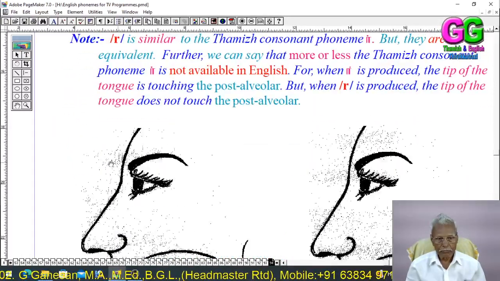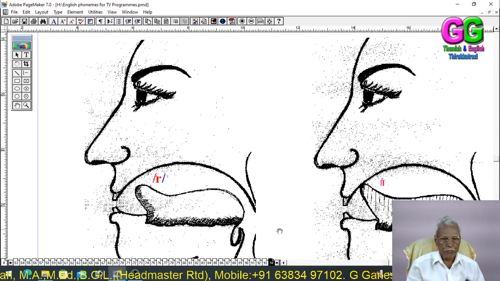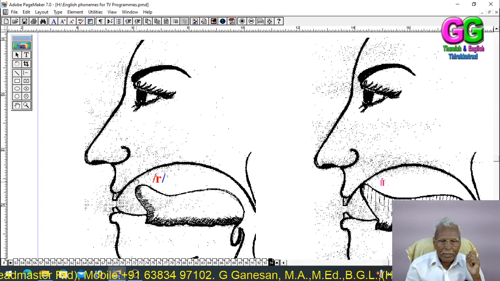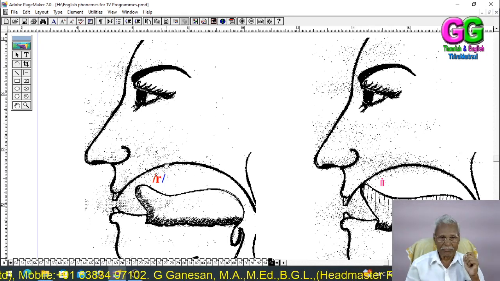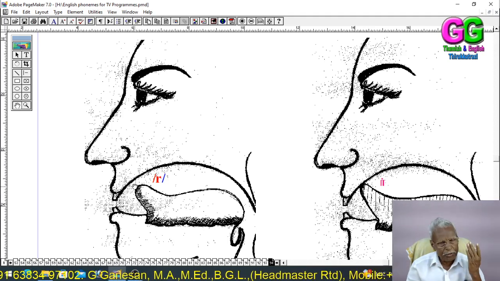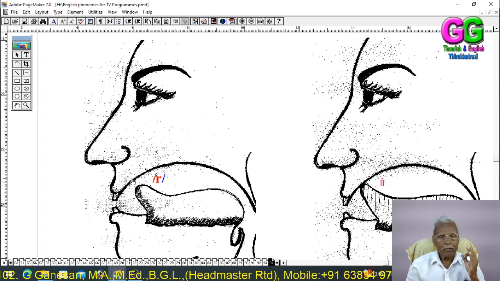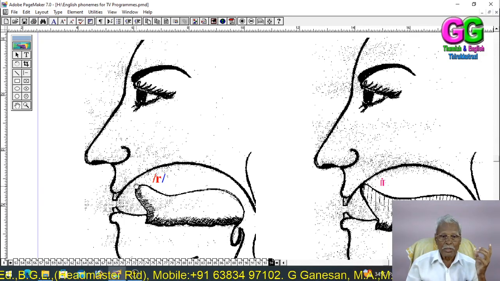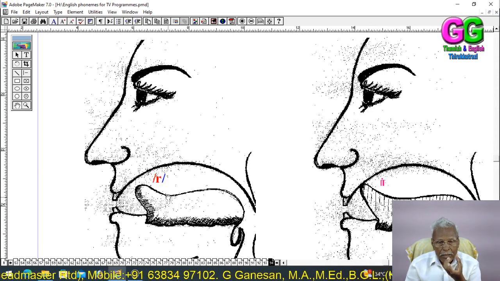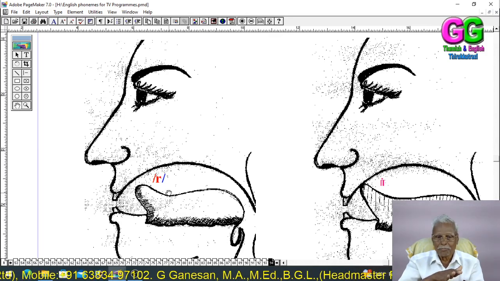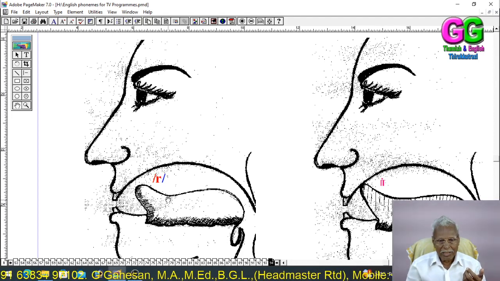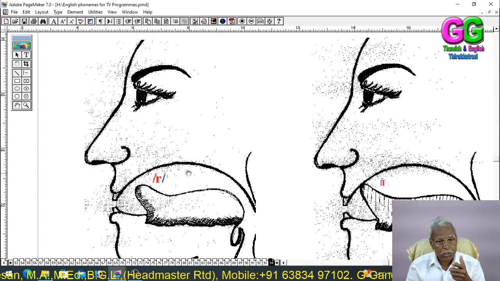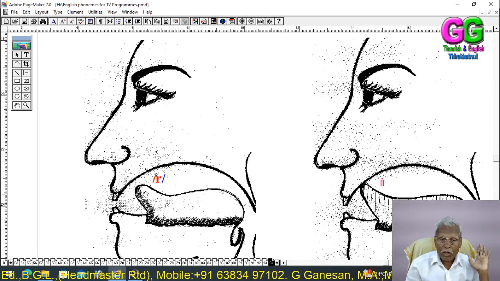Now let us see the diagram. You see, R is produced by keeping the tip of the tongue, the front tongue, near the hard palate, not making any contact with the palate, lowering the central tongue, narrowing the entire tongue, and allowing the air pushed by the vocal cords to escape through the mouth. This is how this phoneme R is produced.